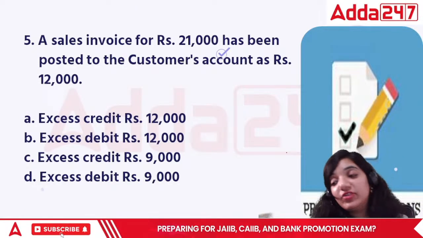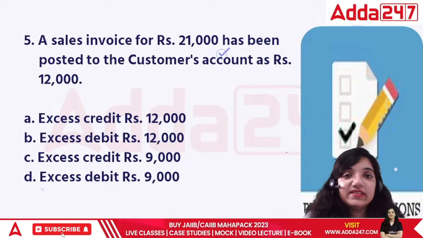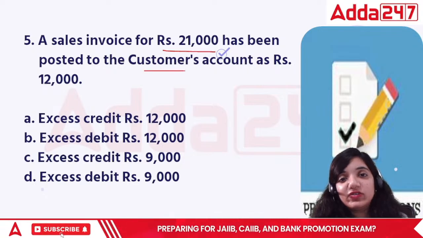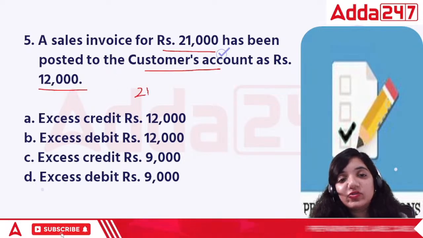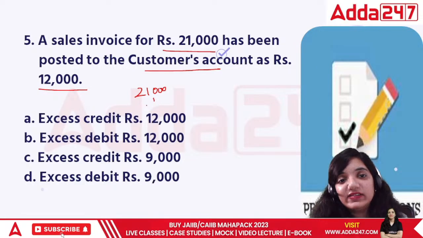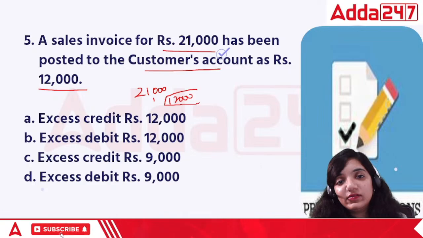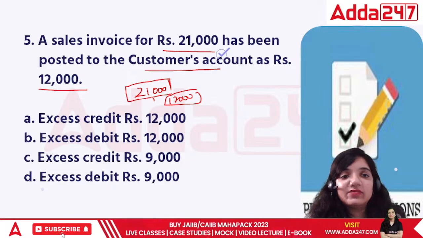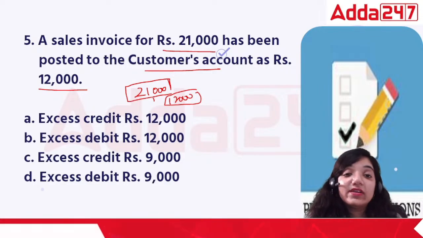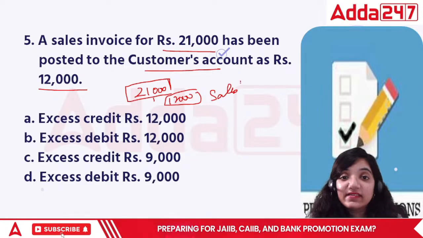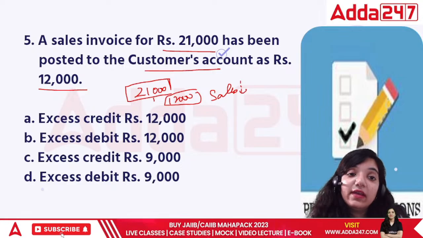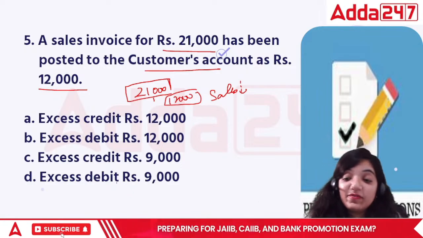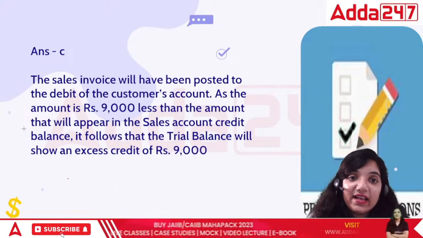Next question. This is a kind of case study that can be asked in the examination. There is a sales invoice. That means I've sold goods to the people at 21,000 and it has been posted to the customer's account at 12,000. It was 21,000 and shown as 12,000. So a sales invoice of 21,000 has been posted as 12,000. So in this case, that means my sales are less. It has to go more. So my selling side or my credit side is less.